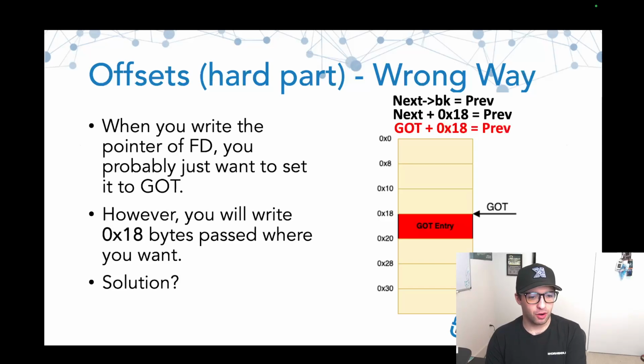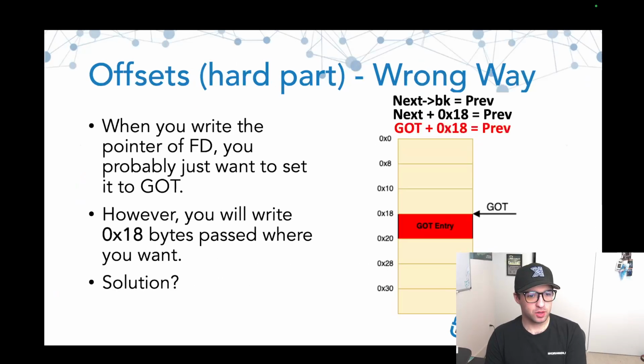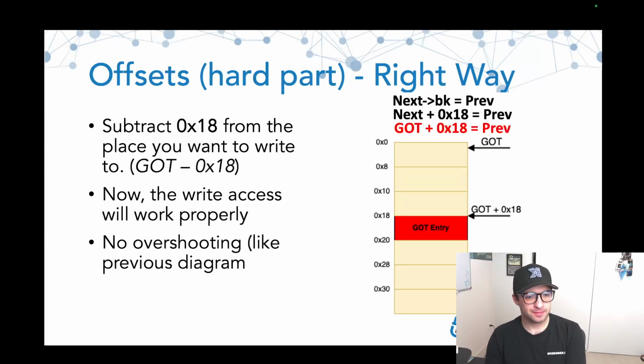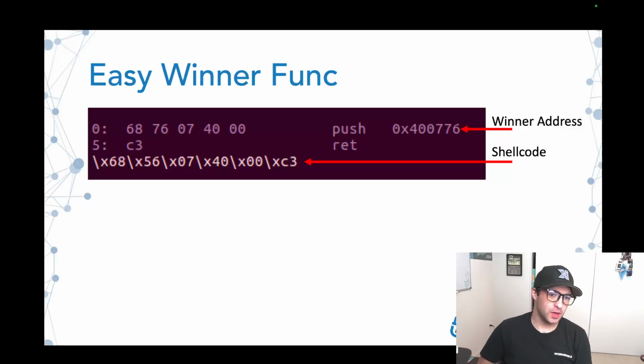Now, this offset thing is I think the hardest part of this exploit, and this is a really nice visual of it. If we were aiming for the GOT entry, it's actually adding hex 18, so we want to go to that proper spot. So beforehand, we need to subtract it. Otherwise, we would go too far on it. Then we jump to the shellcode, and we win. Woo! Now the shellcode's super simple. It's literally just pushing the address of winner and then calling ret, which will then take that address from the stack and go to it.